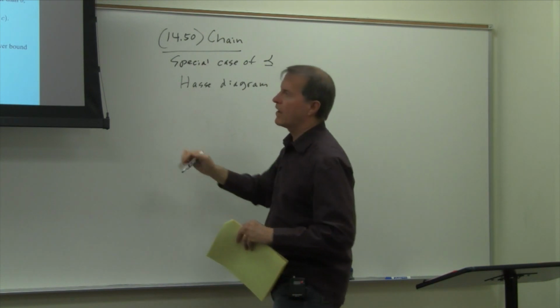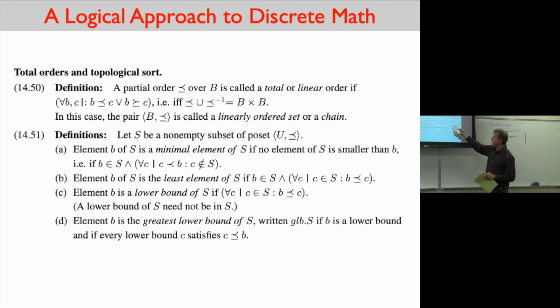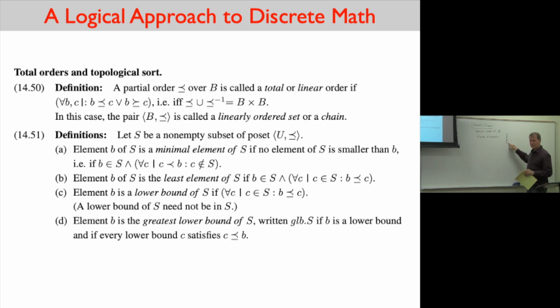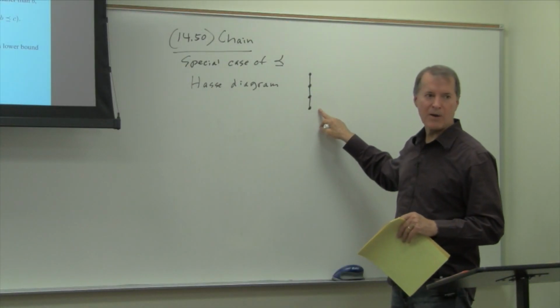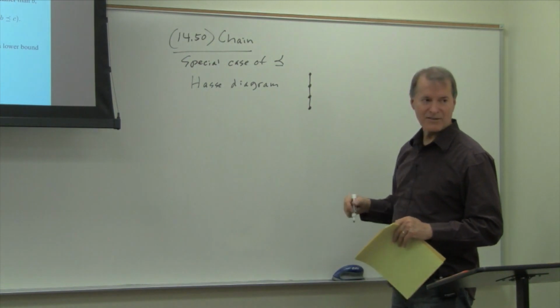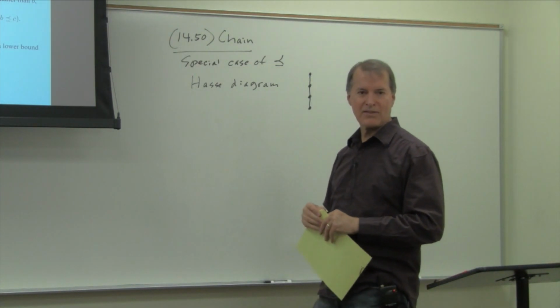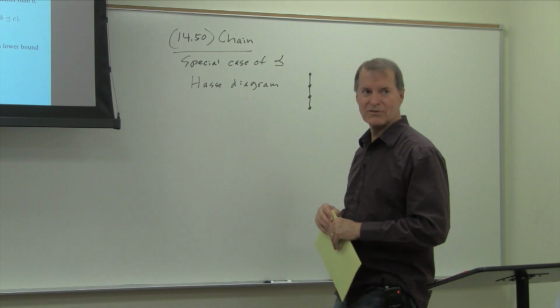Now, can you tell from the definition there on 14.15, what does it say? It says for all b, c, b is related to c, or c is related to b. So what that says is that everyone is related. There are no incomparables, you see? One is lower than all the others. Well, if it's finite, it is. But if it's the integers with less than or equal to, then there is no smallest.